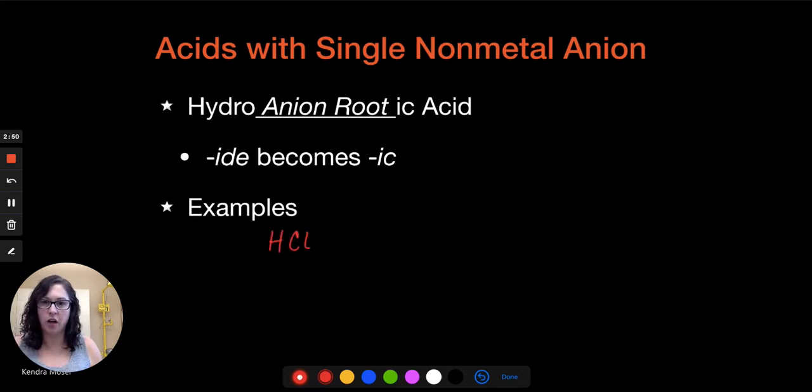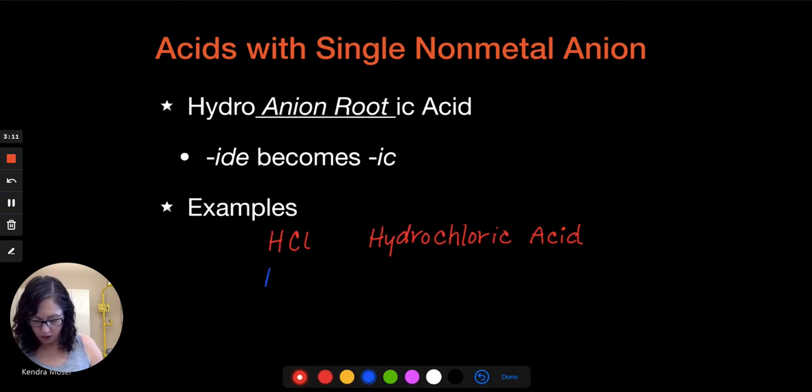HCl is a very common example, and HCl is hydrochloric acid. Another one that we could see would be H2S, and this one would be hydrosulfuric acid.